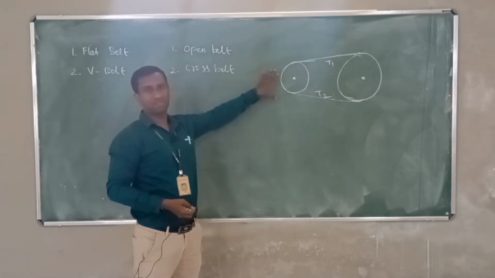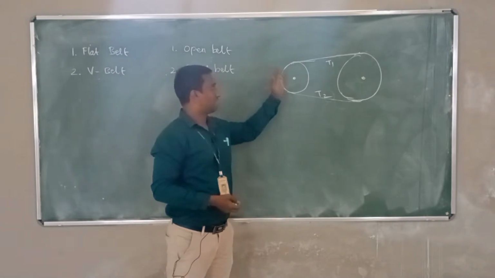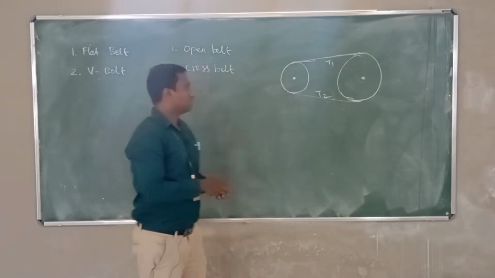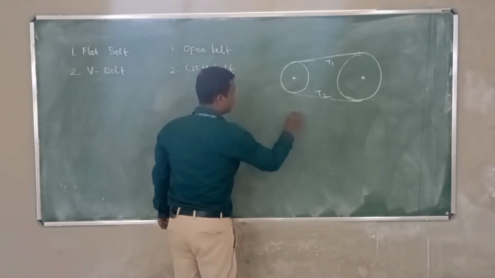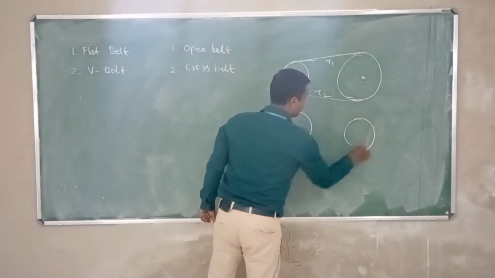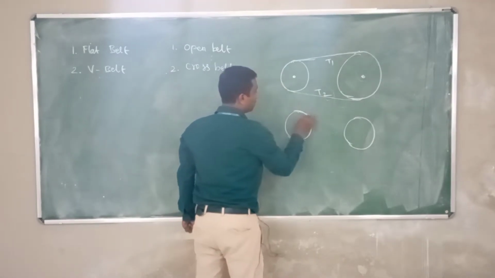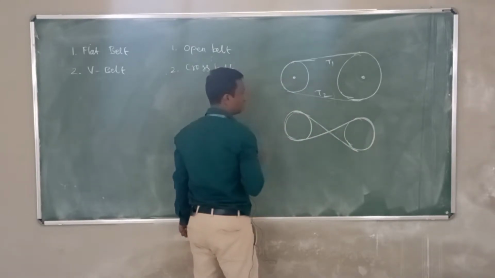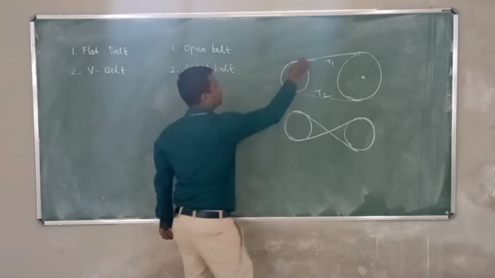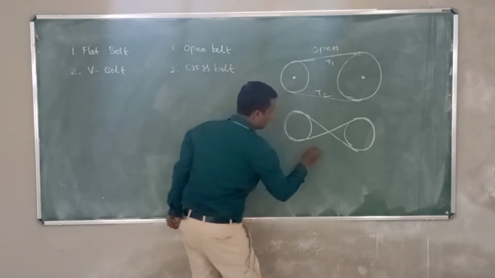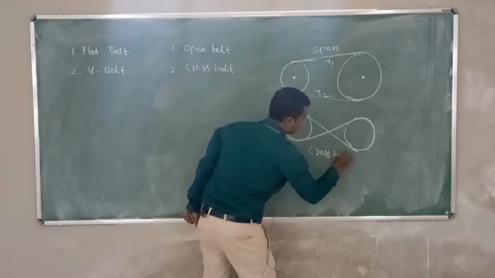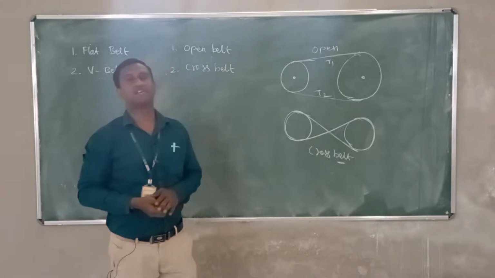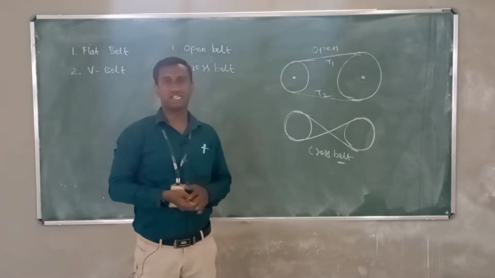I hope you understand which one is the tight side and the slack side. This type of belt, where both the drive and driven rotate in the same direction, we call an open belt. When we require the transmission of rotation in the opposite direction, we say the cross belt. This one is open and this belt is the cross belt.